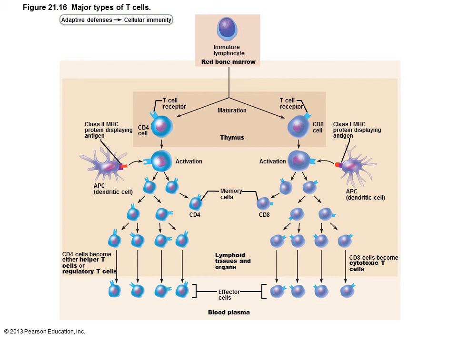CD8 cells interact only with class 1 MHC antigen presenting cells, especially dendritic cells here. And guess what? CD8 and MHC class 1 create the cytotoxic T cells, so that direct cell killing can occur. This is very specific, so you have to understand this interaction.